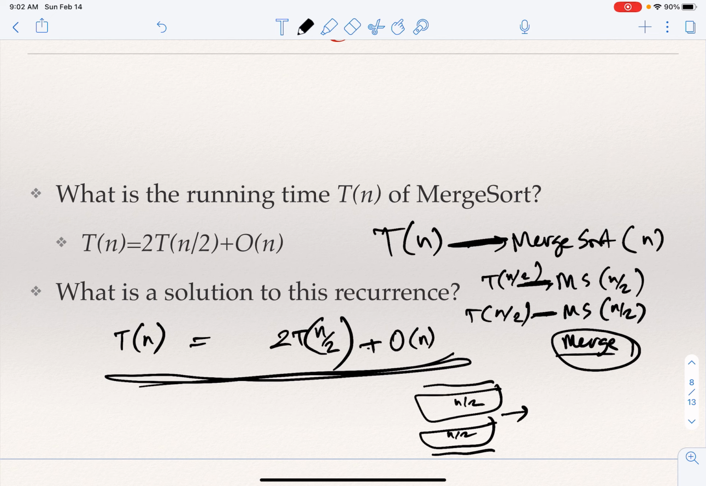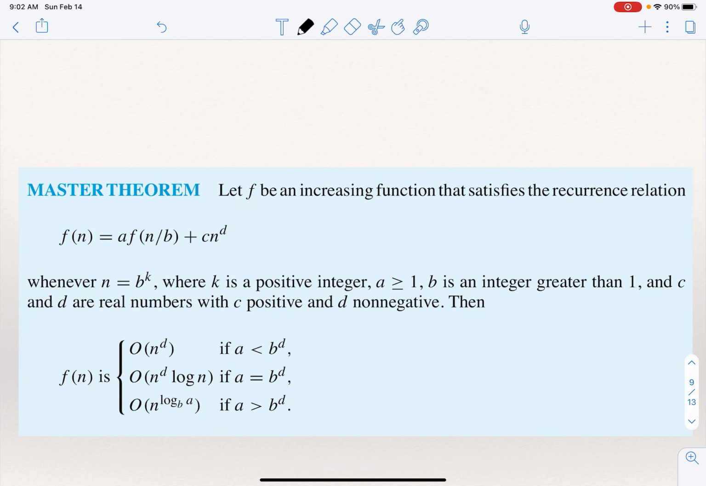The question is, what's the solution to this recurrence, right? Because this is not something where I know how it grows. I need to get to something that looks like T of n is n squared, n cubed, log n, and so on. One powerful tool that allows us to solve recurrences of this specific form is called the master theorem.